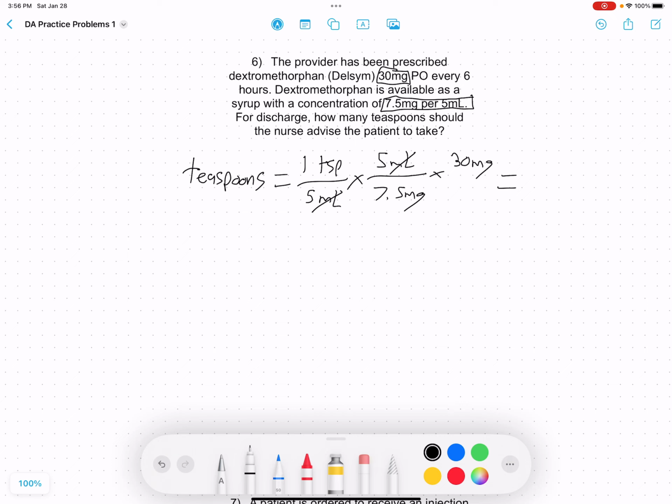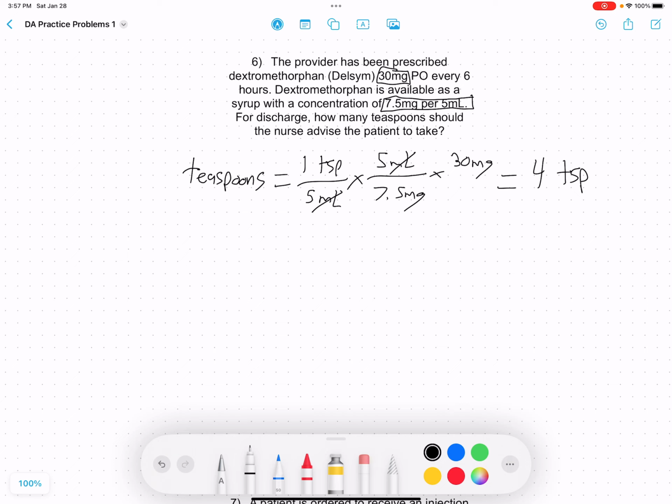So, we can go ahead and do our math. We have 1 teaspoon times 5 times 30, which is, I think, what? 30 times 5 is 150, divided by whatever that ends up being. I don't even know. Let me throw it into a calculator. I'm not going to do any mental math today. And the answer I get is 4 teaspoons.